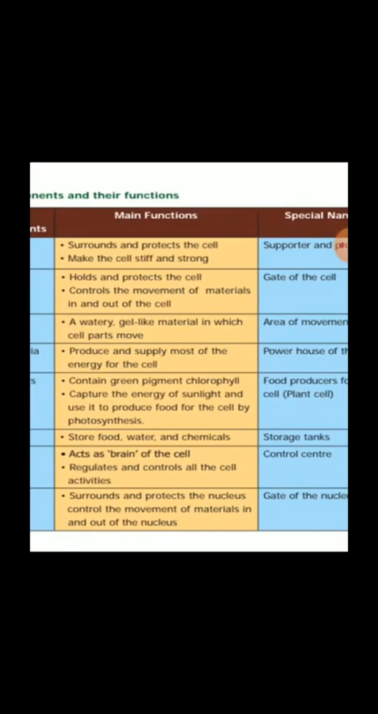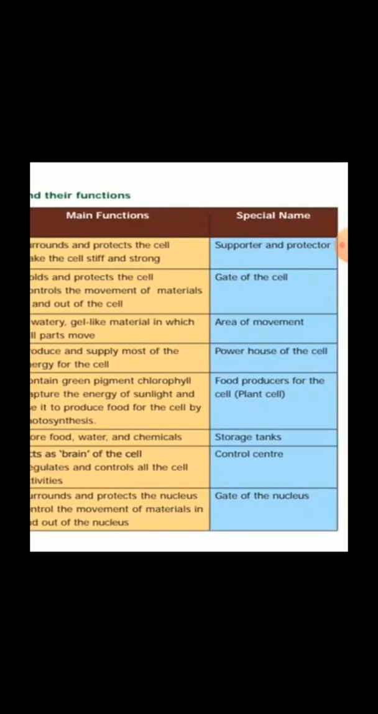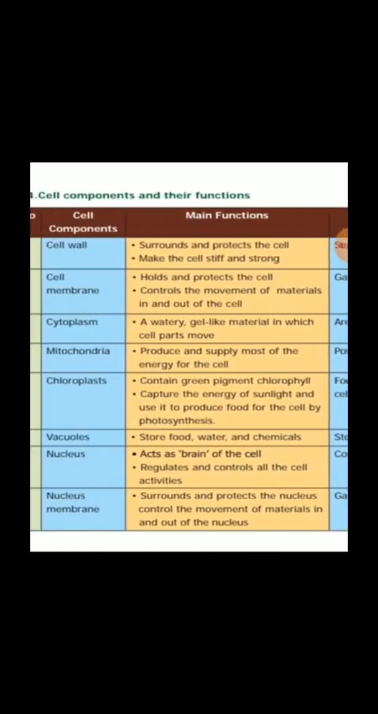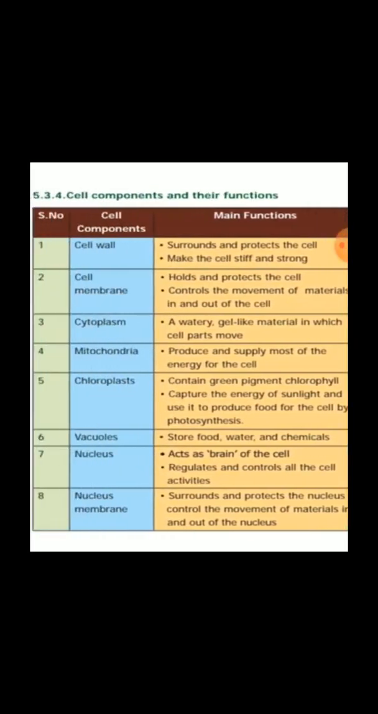It controls the movement of materials in and out of the cell. So it is called the cell membrane. The special name of the cell membrane is the gate of the cell. Okay, the gate of the cell means what? Cell membrane. Are you understood?